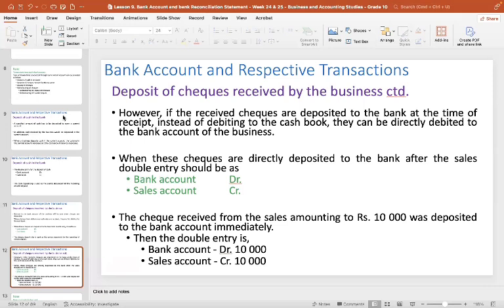Okay, so what has happened here? They have deposited the amount received straight away into the bank. So you are debiting the bank account by 10,000 because the asset balance or the cash balance is going up. Because of that, you are debiting and the amount is 10,000, and the sales account you are crediting by 10,000. Okay, do you all have any questions?